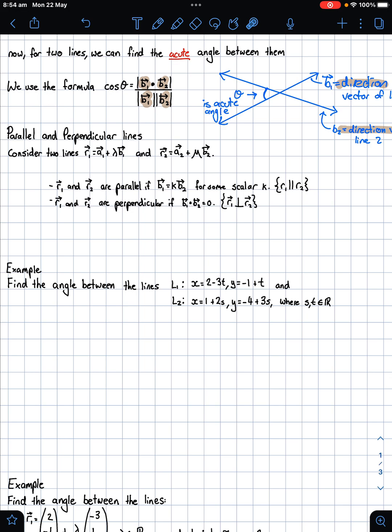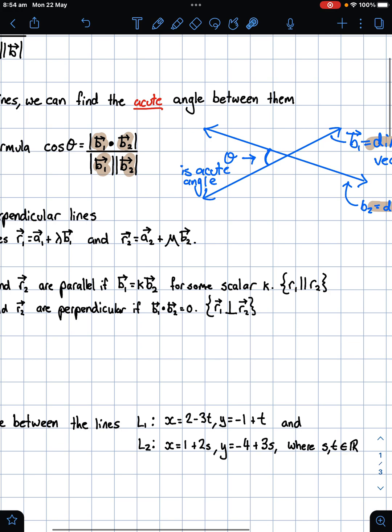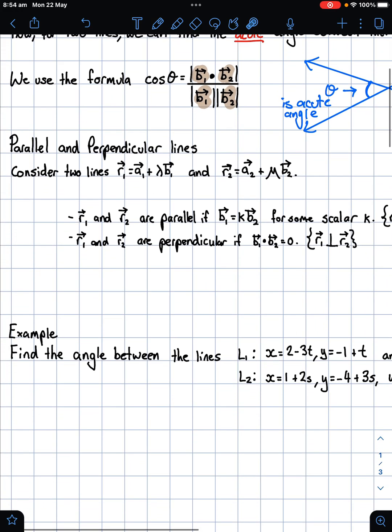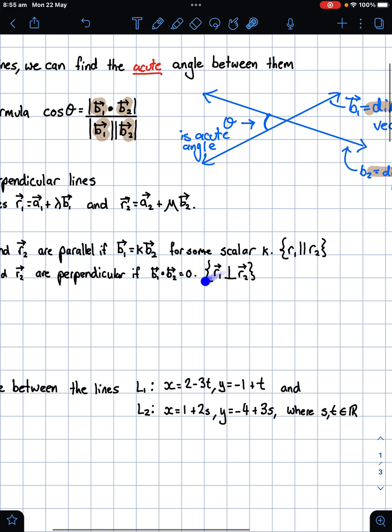All right. Now, our next notes here are parallel and perpendicular lines. Consider two lines where we've got the vector equation for a line here and the vector equation for a line here. If the direction vector of one is a scalar multiple of the other, then they are parallel, and we use this notation to state they're parallel. If they're perpendicular, the dot product equals 0, which should make sense: cosine theta equals 0, and cosine 90 is 0. So that means they're perpendicular.